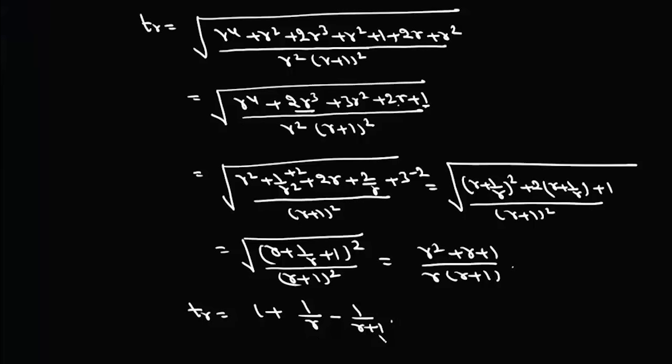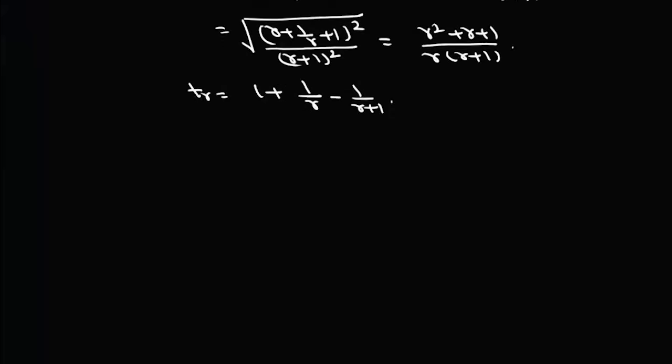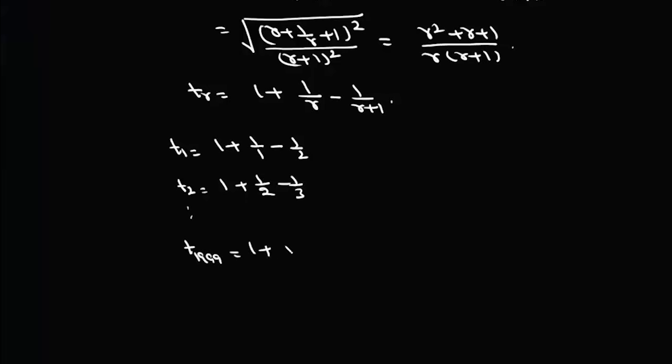Now we need to find sum of first 1999 terms. So we write T1. So it will be 1 plus 1 upon 1 minus 1 upon 2. T2 it will be 1 plus 1 upon 2 minus 1 upon 3. And T1999 it will be 1 plus 1 upon 1999 minus 1 upon 2000. Now if we add them all up, we'll get this resulting sum which we need, which is S.